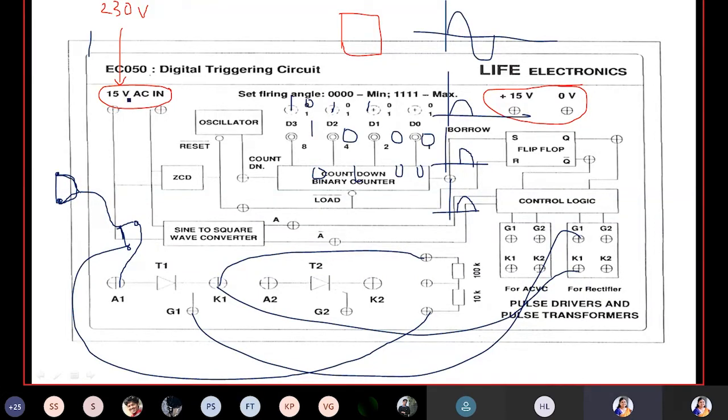And one more thing is this 15 volt supply, you have to be very, very careful. Wherever you have a 15 volt supply, you have to make sure that either an inbuilt transformer is present or you have a separate, external transformer to convert 230 volts to 15 volts. Okay, this is how you can make the connections.